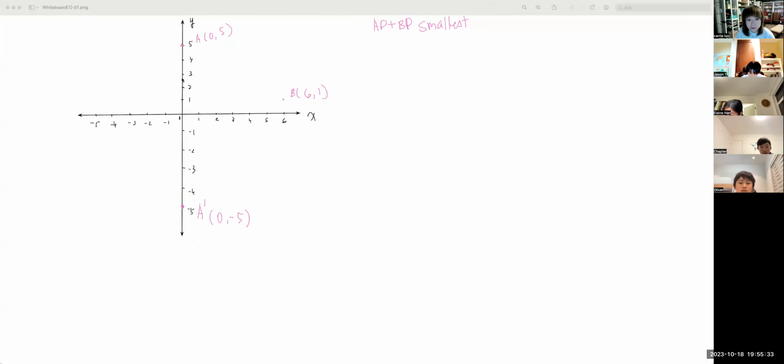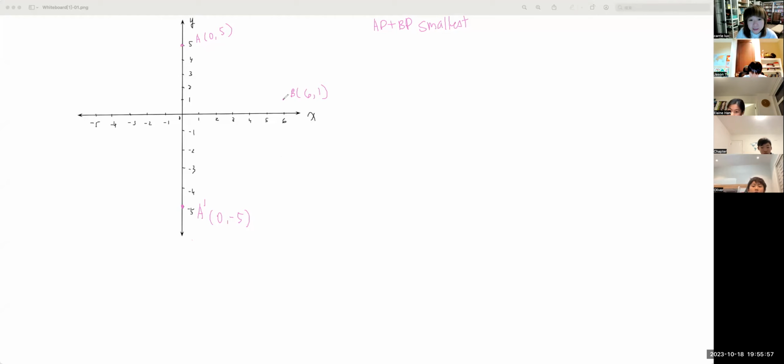Let's start this question. First of all, I'm reflecting A over the x-axis. Some students asked me why it's not reflecting over the y-axis. Why not over y? Because A is already on the y-axis. How do I reflect a point which is already on the y-axis over y?